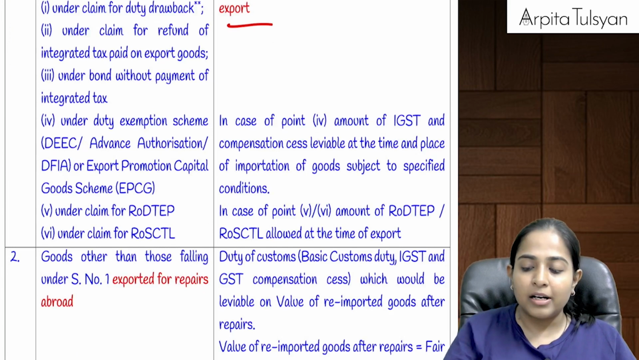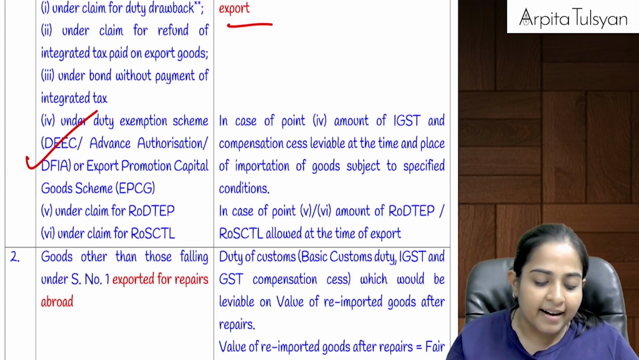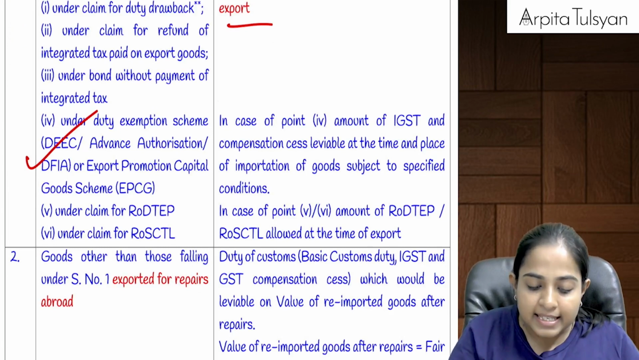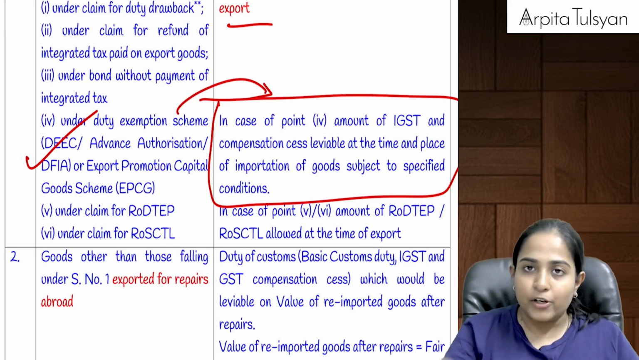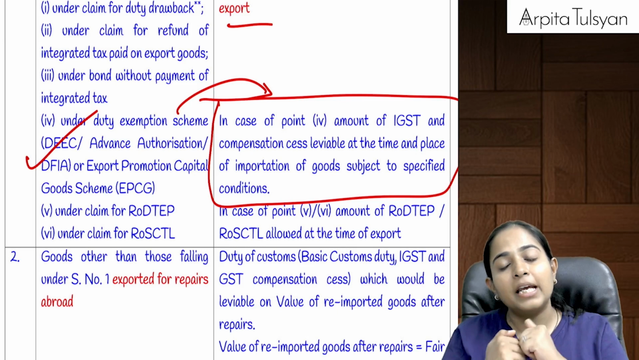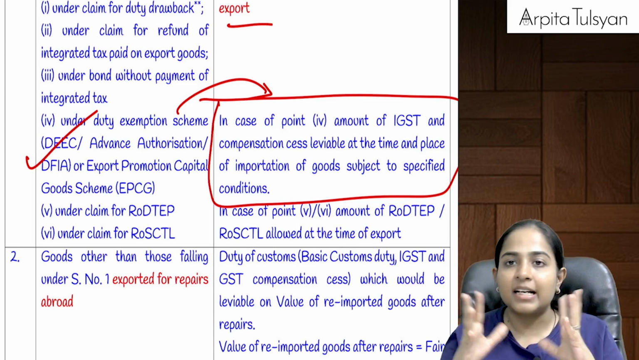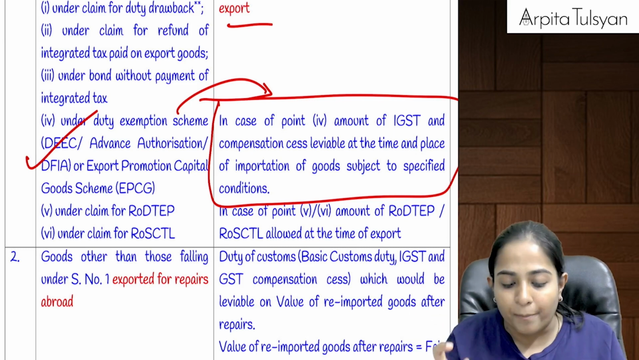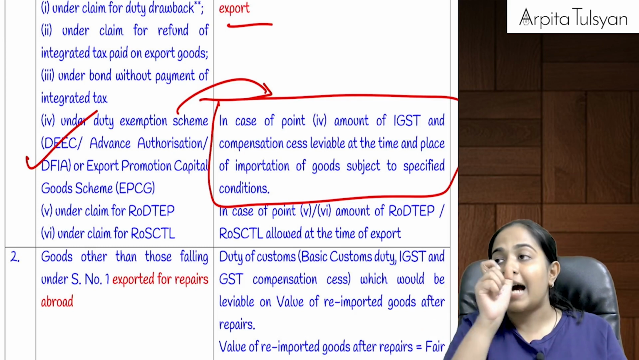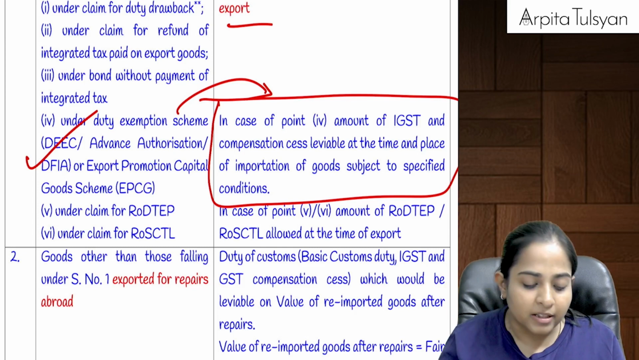Okay, then similarly, when you had exported under advanced authorization, under the EPCG scheme, etc., which we had referred to, in such cases this is a little different. You had exported it, and now you are re-importing those goods back into the country. Then they are telling that there is no need to pay the entire customs duty. Just pay the IGST and GST compensation cess, and that would be sufficient. No need to pay the customs duty.